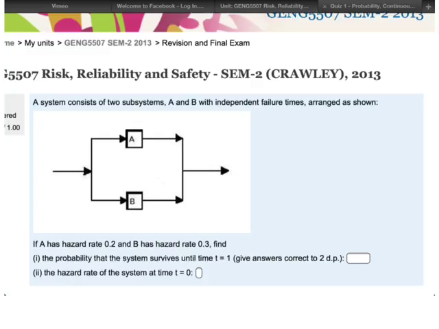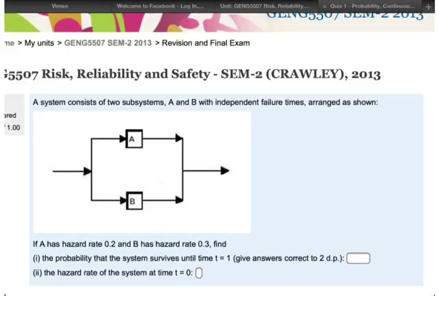Okay, this is question number 9 from the first of the revision quizzes, and it is a parallel system. It says a system consists of two subsystems, so not necessarily components, but it works the same way, A and B with independent failure times arranged in a parallel state as shown. A has a hazard rate 0.2, B has a hazard rate 0.3, and then it asks us to find the probability that the system survives until time t equals 1.